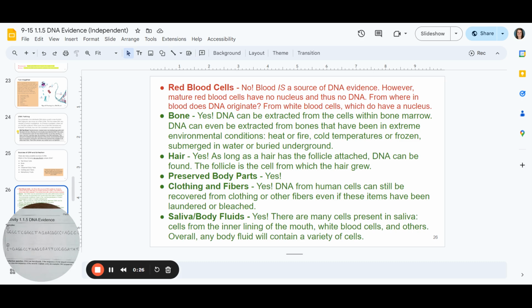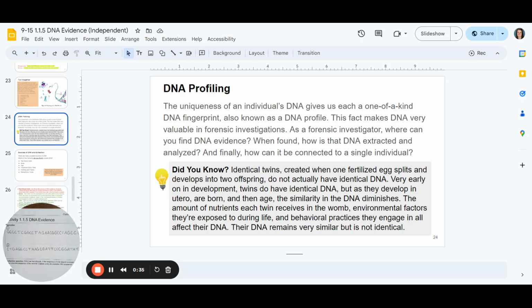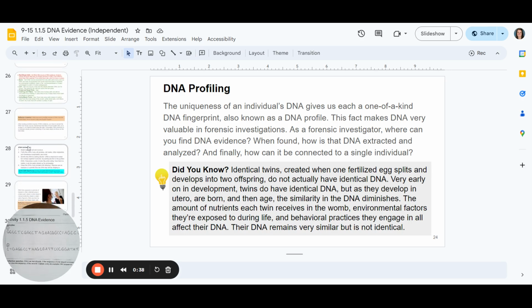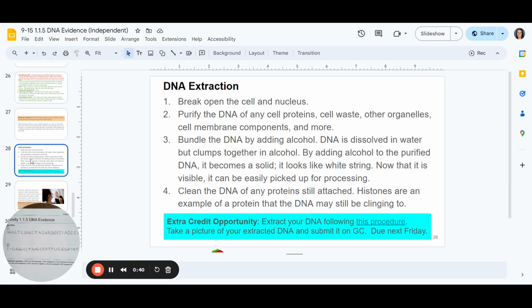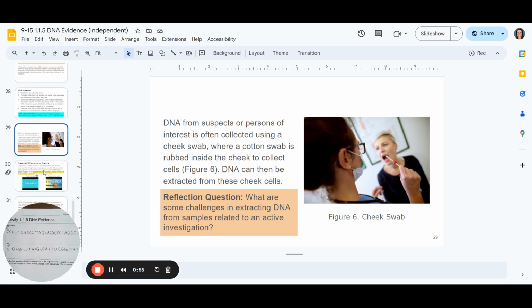We can also get DNA from bone, hair, preserved body parts, clothing and fibers, and saliva and other bodily fluids. And with that DNA, we can create what's called a DNA profile. Hopefully you read about DNA extraction. Don't forget that there is that extra credit opportunity to extract your DNA using common household materials and then take a picture. So now we're thinking about once we've collected and extracted that DNA, what do we do with it?